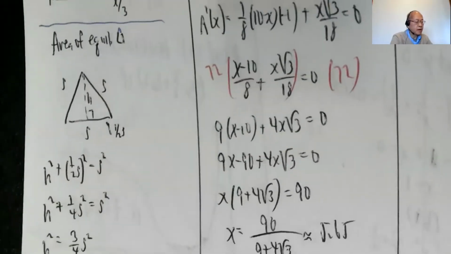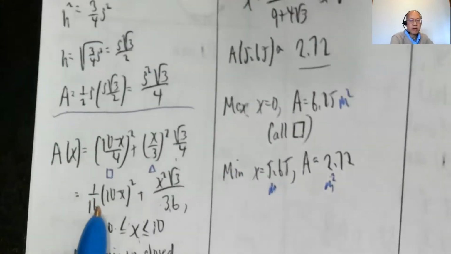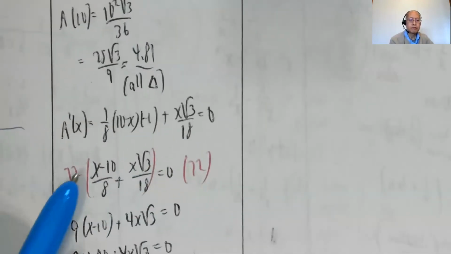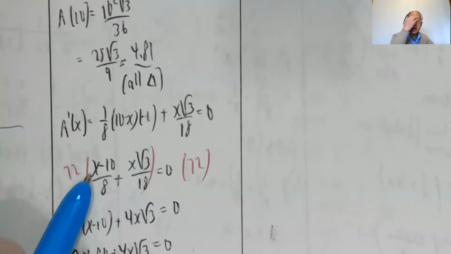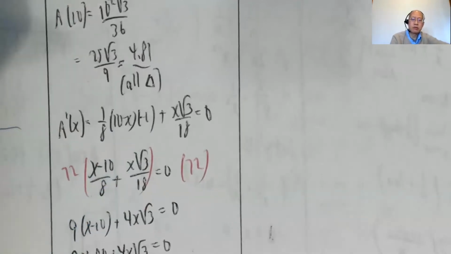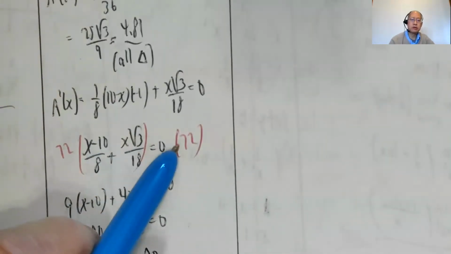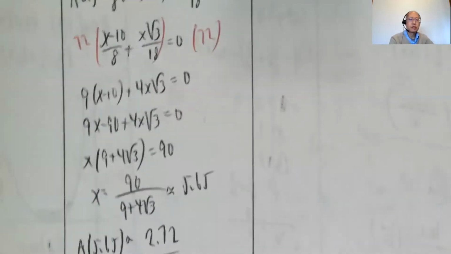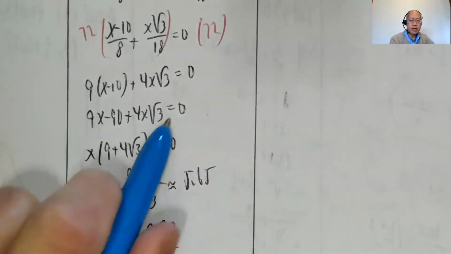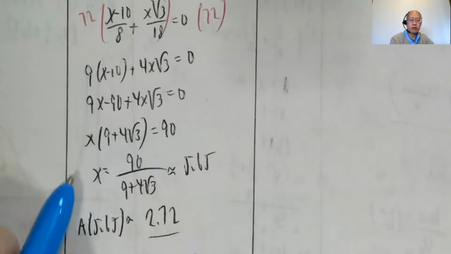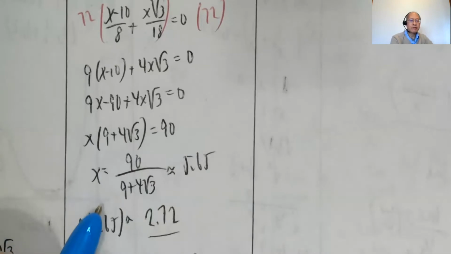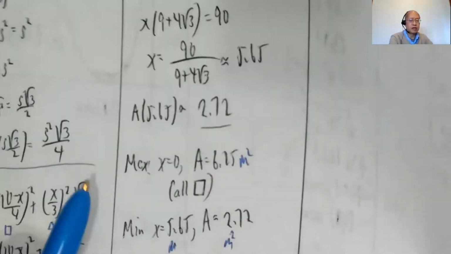So I'm taking the derivative of my area expression right here. It's 1/8 (10 minus x) times -1 plus x radical 3 over 18, set equal to 0. Okay, -1 times that is (x minus 10) over 8 plus x radical 3 over 18 equals 0. Multiply both sides by 72, the common denominator: 9 times (x minus 10) plus 4x radical 3 equals 0. Distribute. Move the 90 over. Factor out the x, 9 plus 4 radical 3. x equals 90 over (9 plus 4 radical 3). That's about 5.65. If I plug that in, I get an area of about 2.72.